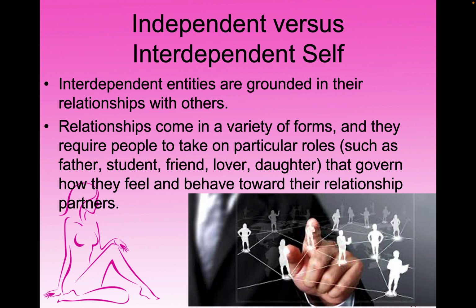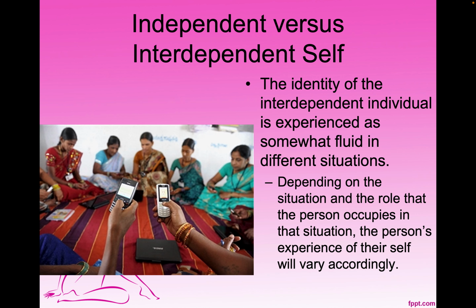Relationships come in a variety of forms, and they require people to take on particular roles, such as father, student, friend, lover, daughter, that govern how they feel and behave toward their relationship partners. The identity of the interdependent individual is experienced as somewhat fluid in different situations. Depending on the situation and the role that the person occupies in that situation, the person's experience of their self will vary accordingly. So you feel like you're a different person when you're in a different context.